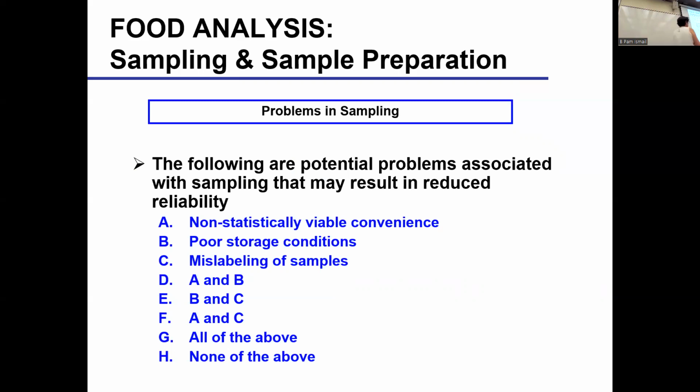So when you don't have statistics, you don't have randomly selected samples, it's just where you can reach for convenience, and you don't apply statistics, then there's potentially a problem with sampling. Poor storage conditions, so high humidity, high temperature, not sealed containers, then you're going to change the composition of your sample, you're going to impact the results. Mislabeling of samples, of course, so if you just label corn, soybeans, and soybeans, wheat, of course, you're not going to get good results.